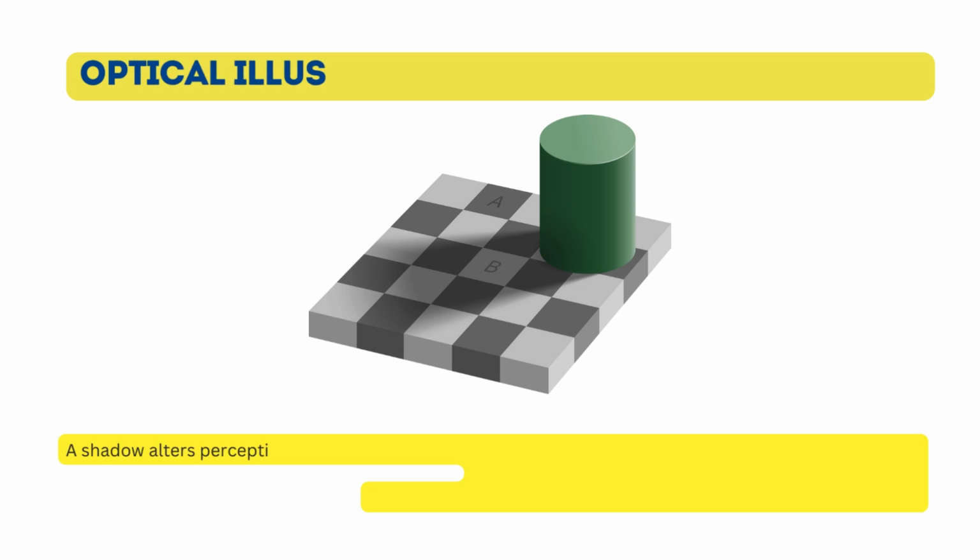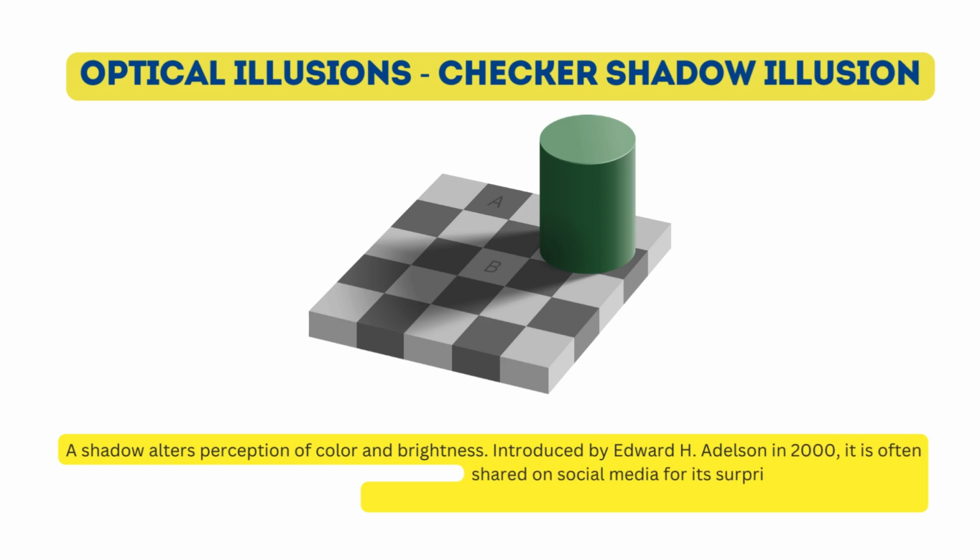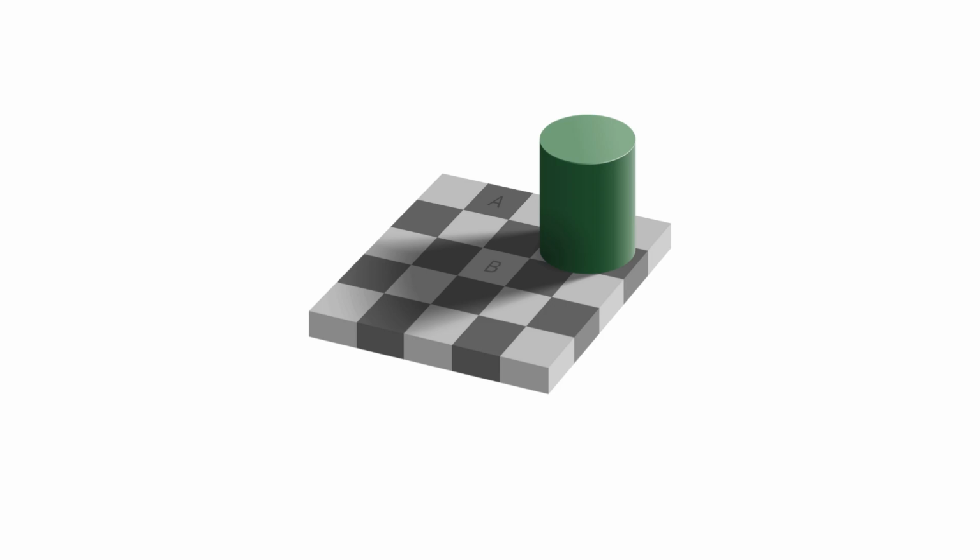Checker shadow illusion. A shadow alters perception of color and brightness. Introduced by Edward H. Adelson in 2000, it is often shared on social media for its surprising color contrast. Training: compare colors in isolation to understand true brightness.